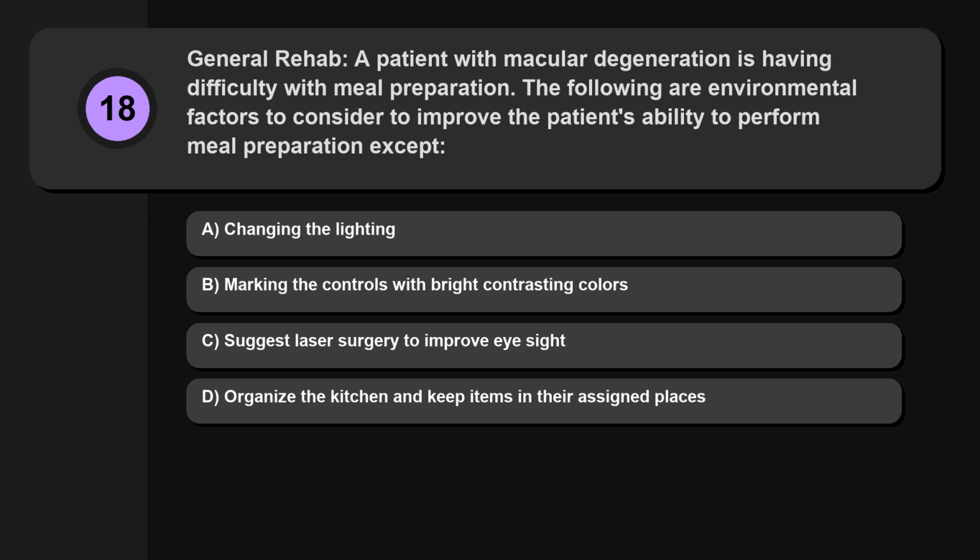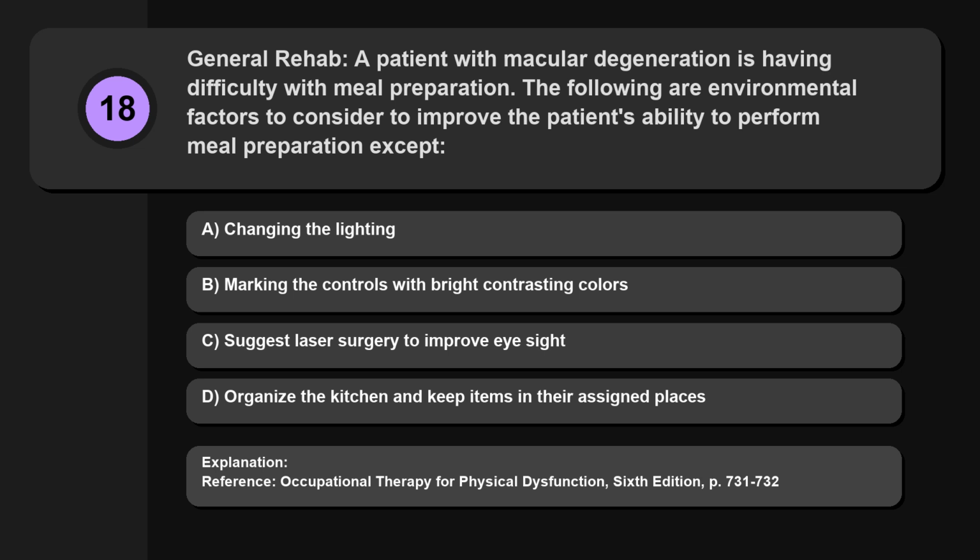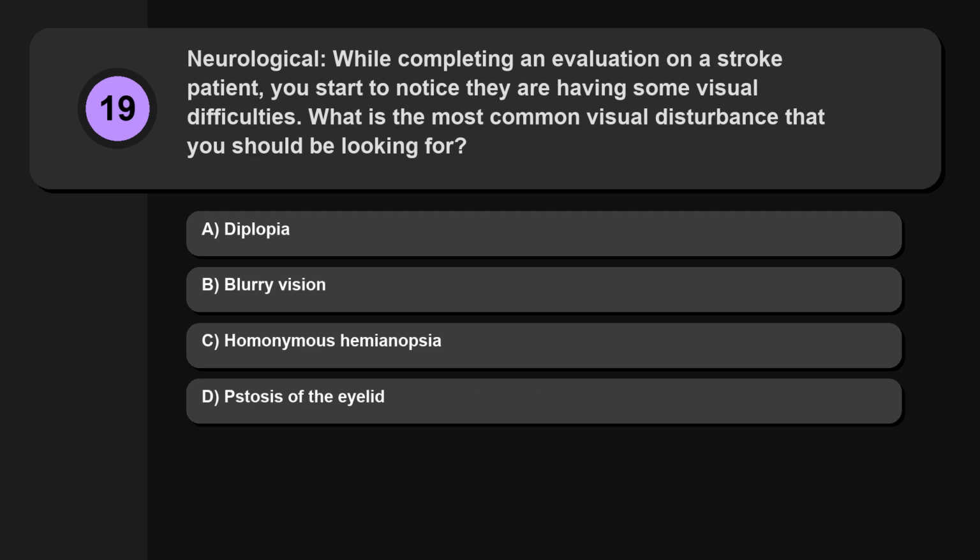Question 18. General rehab. A patient with macular degeneration is having difficulty with meal preparation. The following are environmental factors to consider to improve the patient's ability to perform meal preparation except: Option A, changing the lighting. Option B, marking the controls with bright contrasting colors. Option C, suggest laser surgery to improve eyesight. Option D, organize the kitchen and keep items in their assigned places. The correct answer is option C. Reference, Occupational Therapy for Physical Dysfunction, 6th edition, p. 731-732.